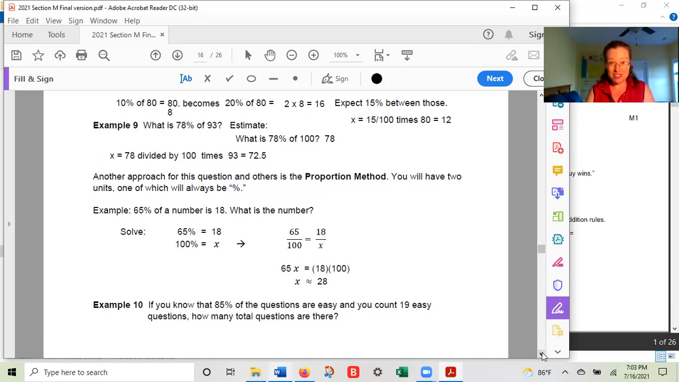I recommend with this one, when you're given a percent and you're given a smaller part, the smaller number, and asked for the total, try it with the proportion method that we see up above. I'm going to pause the recording and you guys pause your playback and see if you can solve this one on your own.